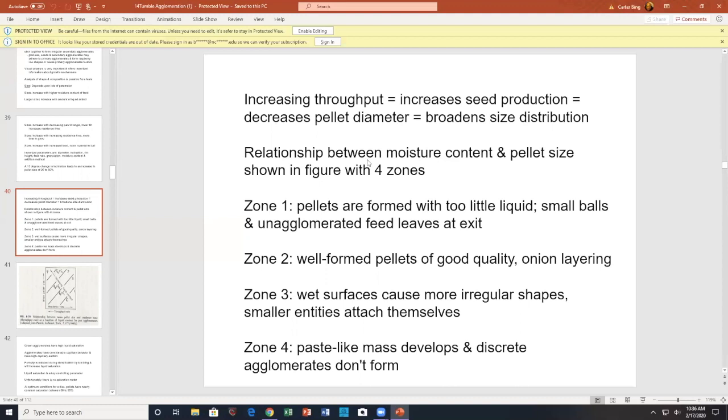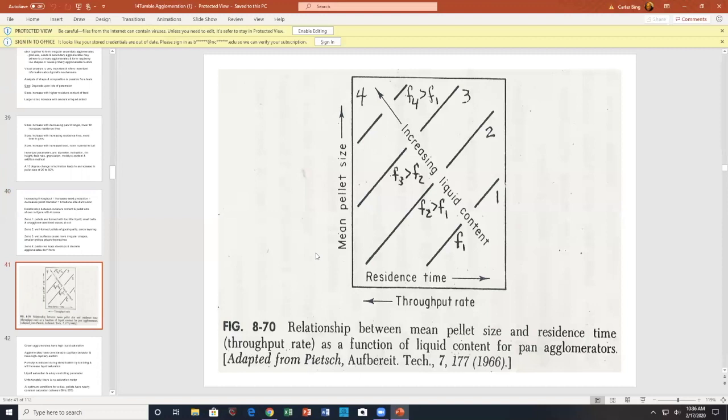Relationship between moisture and pellet size. Well, pellets are formed in this figure. Basically, we're increasing moisture content this way, we're increasing pellet size this way, and increasing residence time this way.